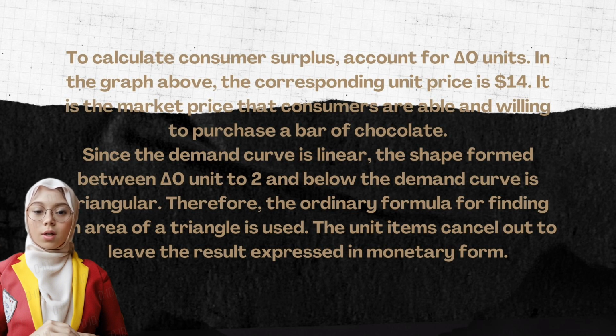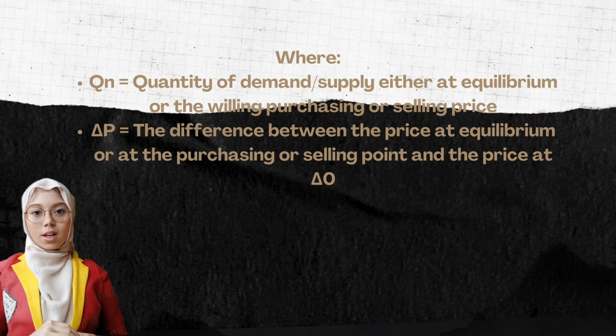In the graph above, the corresponding unit price is $14. It is the market price that consumers are able and willing to pay to purchase a bar of chocolate. Since the demand curve is linear, the shape formed between 0 units to 2 and below the demand curve is triangular. Therefore, the ordinary formula for finding the area of a triangle is used. The unit items cancel out to leave the result expressed in monetary form.